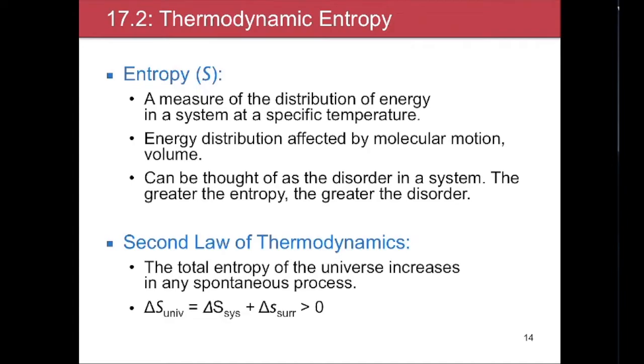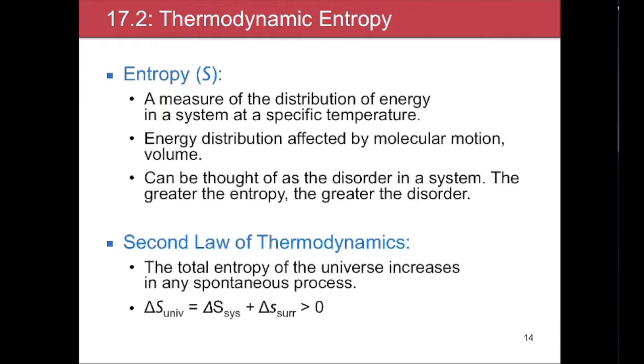So entropy is a measure of the distribution of energy in a system at a specific temperature. And you can think of this as the disorder of a system. So we can have a system that is very ordered, such as something that's in a crystalline form, or something that is very disordered, which would be, say, the same molecule that would be either in a liquid or a gas phase. So the second law of thermodynamics has to do with entropy, and it states that the total entropy of the universe increases in any spontaneous process.